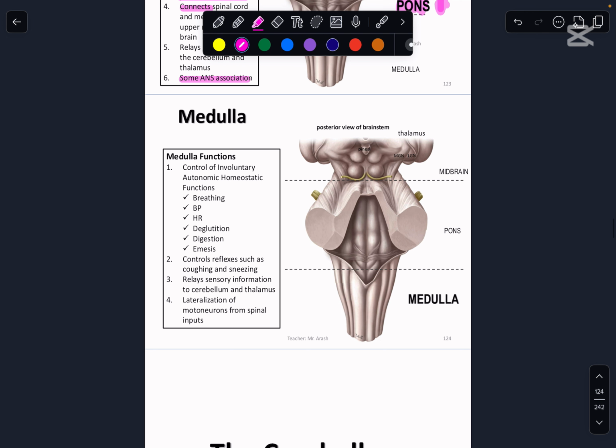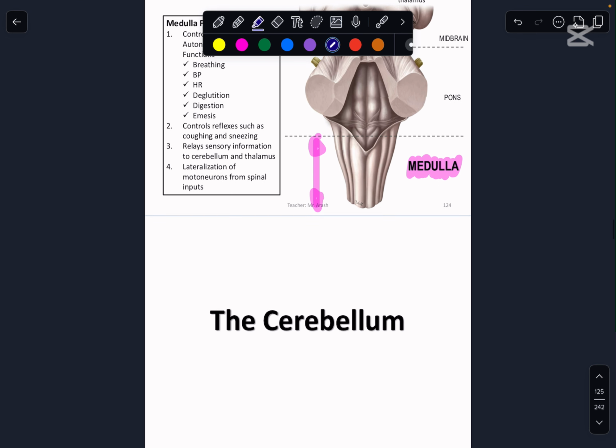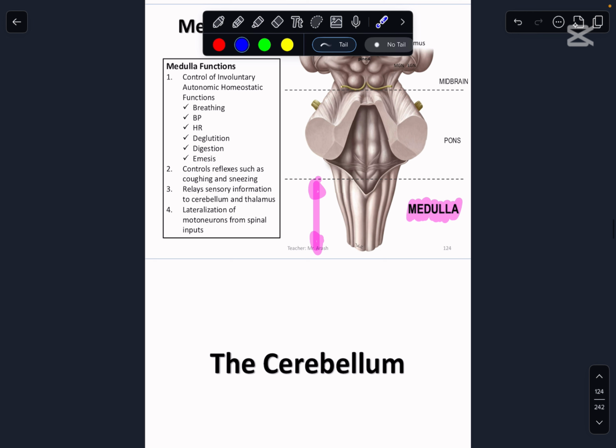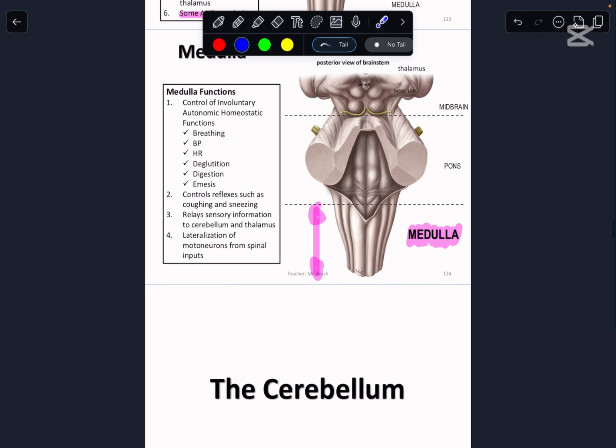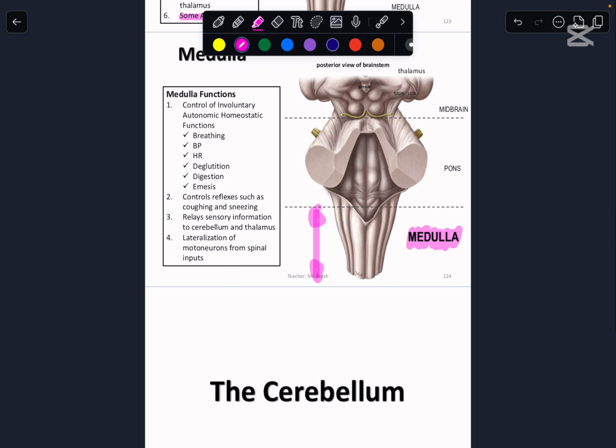Finally, we go one down and we have medulla, which is this part right there, which is this area right here. And by the way, all of this area, anything below that would be spinal cord, right? So what does the medulla do? This would be a lot more important, by the way.